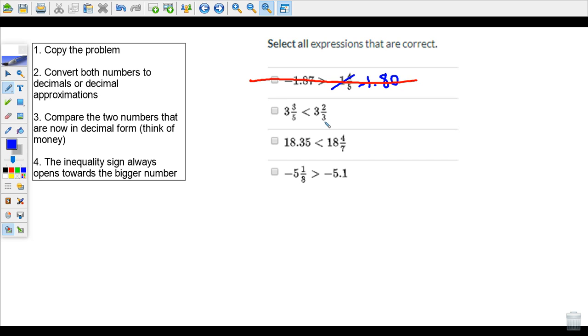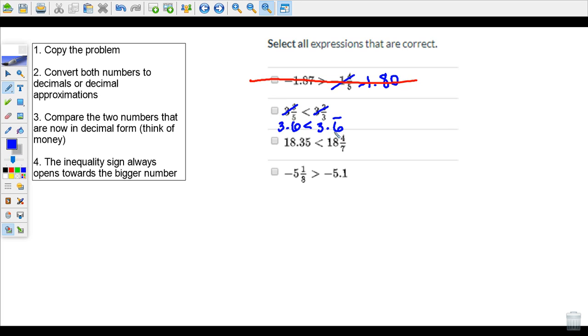Let's go to the second answer choice. Both of them are fractions. So let's change both of them. 3 3/5 is going to be 3 point something. When you do 3 divided by 5, you should get 0.6. So 3.6 is less than 3 2/3. There's 2/3 again. We've already done it. We know that 2 divided by 3 is going to be 0.6 repeating. So this is saying 3.6 is less than 3.6 repeating.